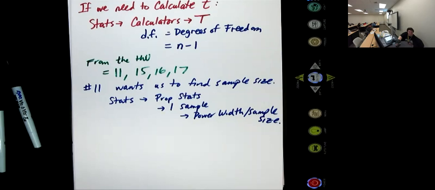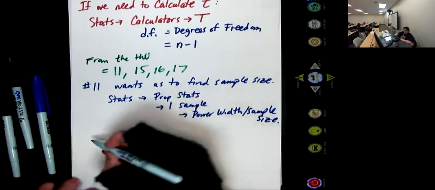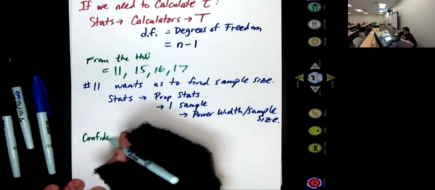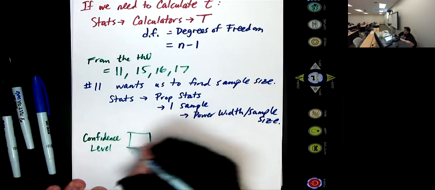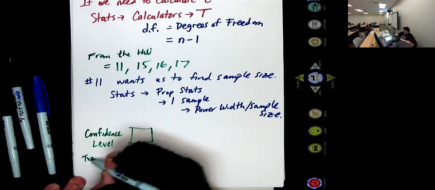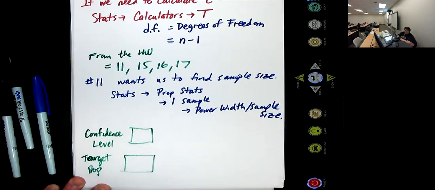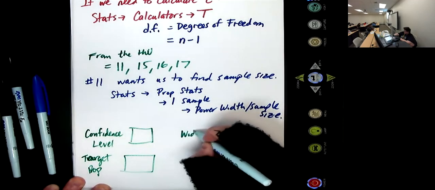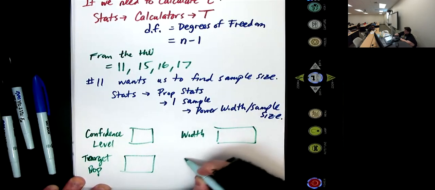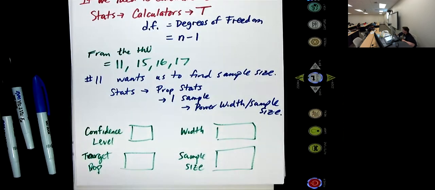Let me look at it real quick and see what I need to label. It will ask you for 4 things. Well, it's got boxes for 4 things. It's got a box for confidence level. It has a box for target proportion. It has a box for the width. And it has a box for sample size. We are going to fill in the first 3.